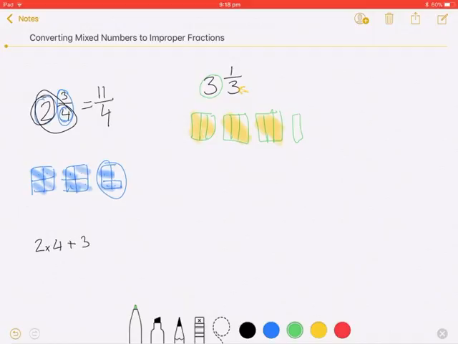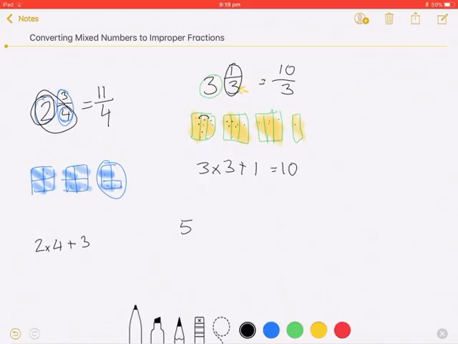Okay, so how many thirds have I got all together? I've got 1, 2, 3, 4, 5, 6, 7, 8, 9, 10. I've got 10 thirds. Now the other way I can work that out is 3 times the 3 in here. That's 3 times 3 plus the extra 1/3, plus 1. 3 3s are 9, plus 1 is 10. Alright, let's apply that to one more of these now.